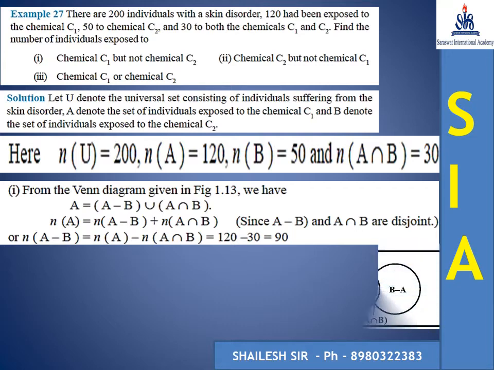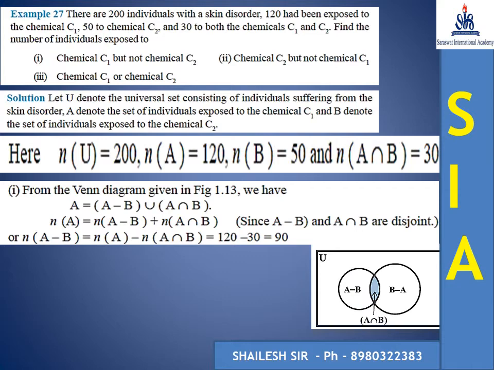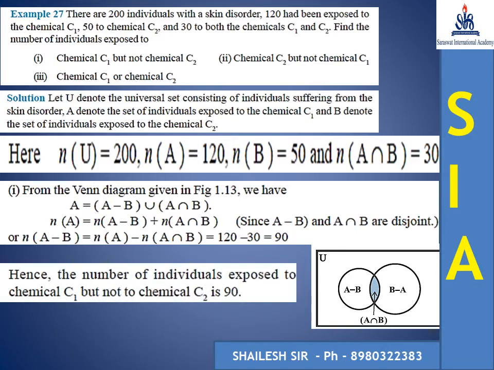See in this figure, A minus B indicates only and only C1 chemical related patients, but not chemical C2. And therefore this answer is ready for the first one. Hence the number of individuals exposed to chemical C1 but not chemical C2 is 90.